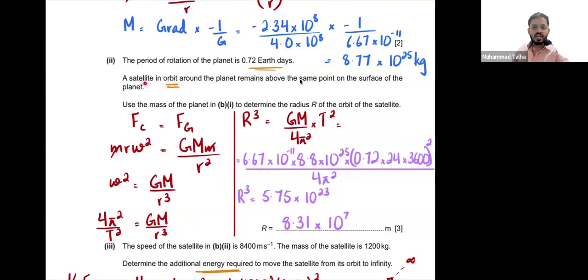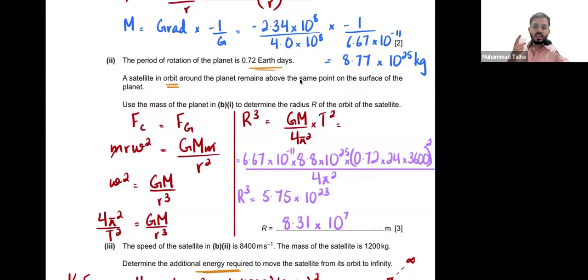And you know that if a satellite is in orbit, the force required for the circular motion is provided by the gravitational force. And this remains above the same point on the surface of the planet. So again, this is another place where we have another question on geostationary orbits. If this remains at the same point, this means this is in a geostationary orbit, right? So the conditions for geostationary orbit are three: that you need to have the same direction of rotation as the planet so that it appears at the same position always.